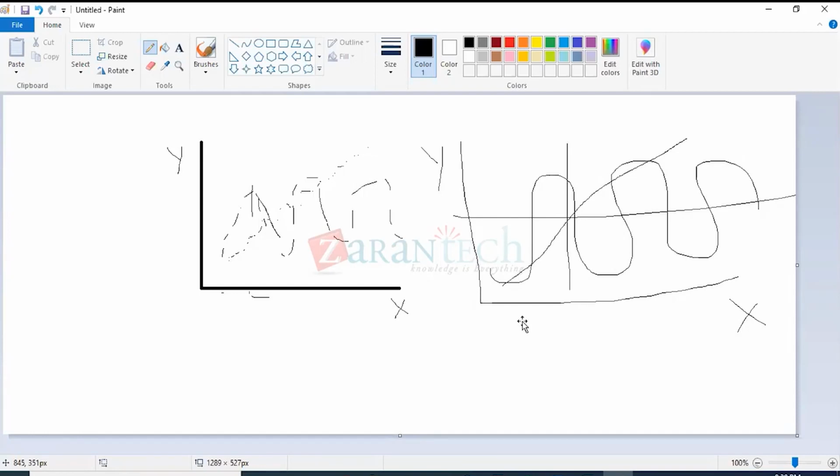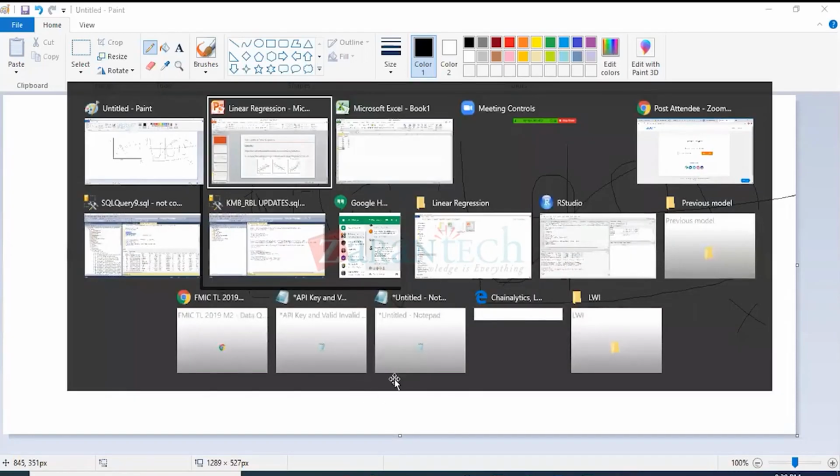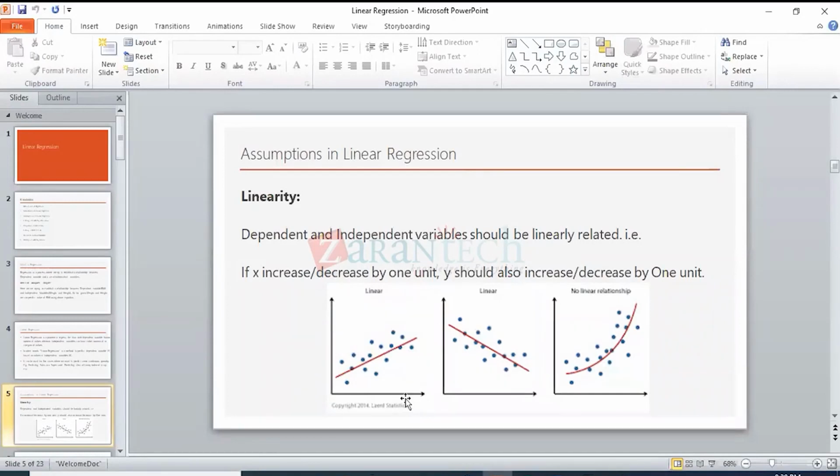Clear? If you look at this diagram, you can see that as my x goes on, y is also increasing. In the second diagram, as my x is increasing, y is decreasing, but that is fine. When I say linear relationship, it can be either positive or negative. Negative means my x is increasing but my y is decreasing, but that is fine, there is still a linear relationship.